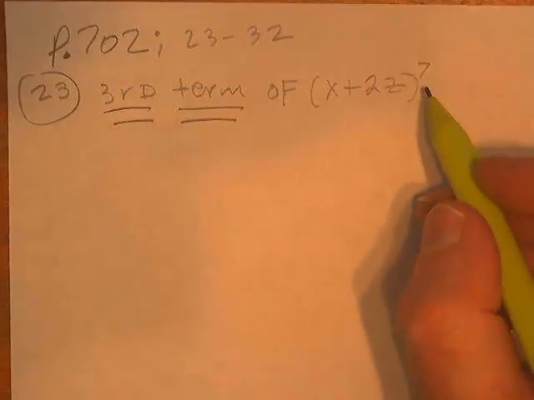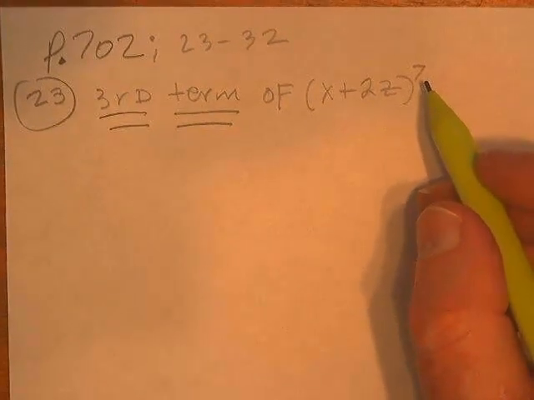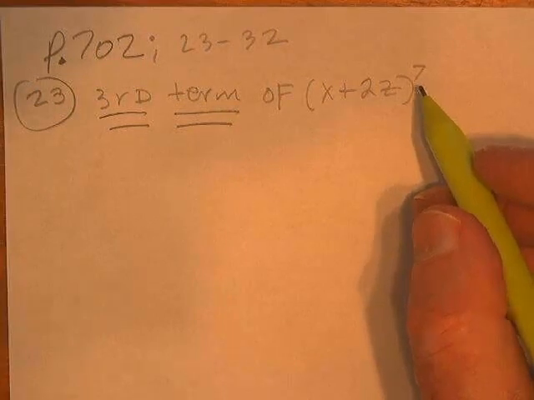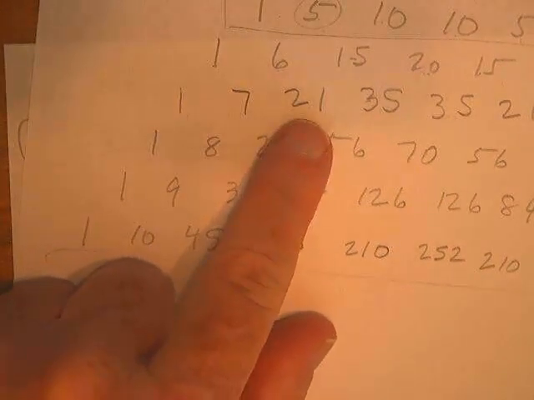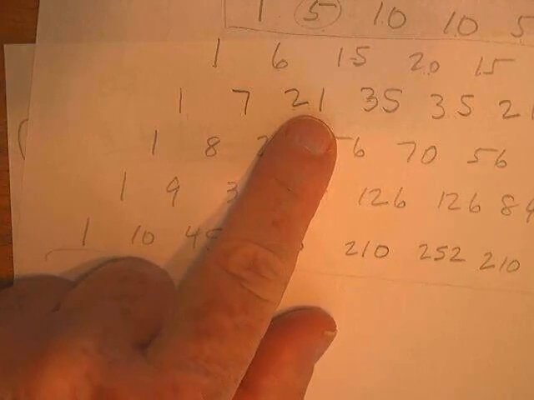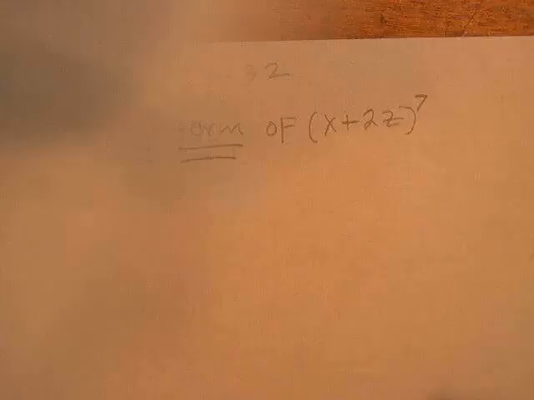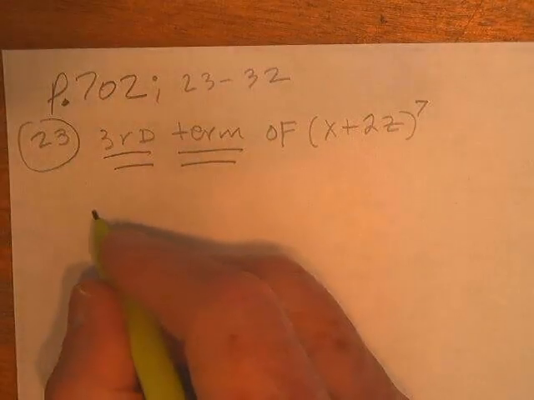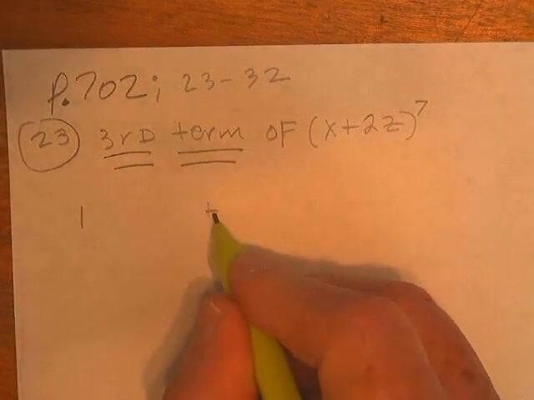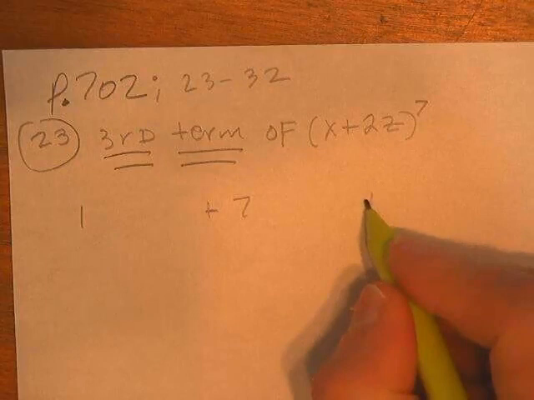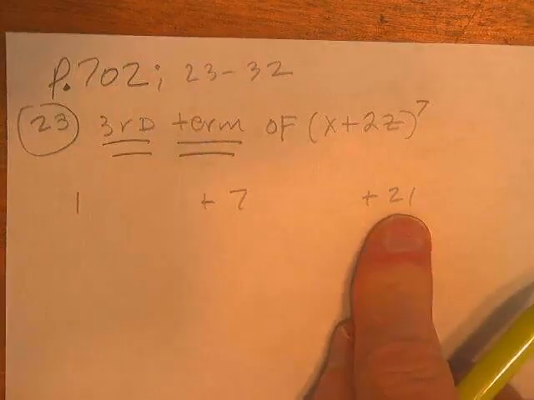So we sort of know when the power is 7 right here, we've got 8 terms. Well, you can write all 8 terms if you want to, but we only want the third one. So this might be fast, because look right here, here's 7. The Pascal number I want is 21. So let's just write the first 3, even though they only ask me for this one.